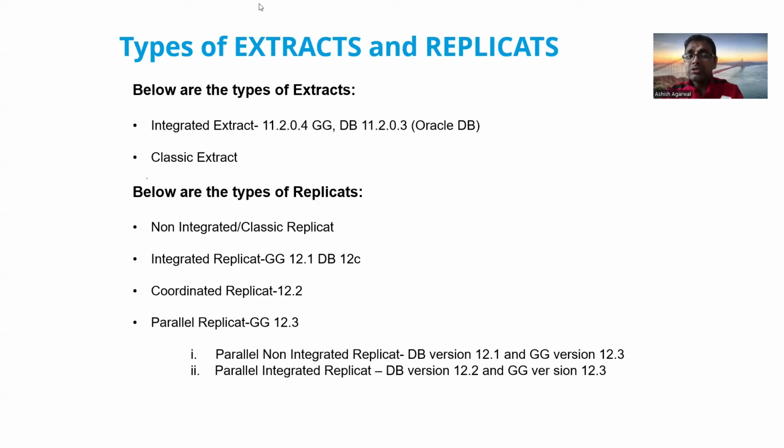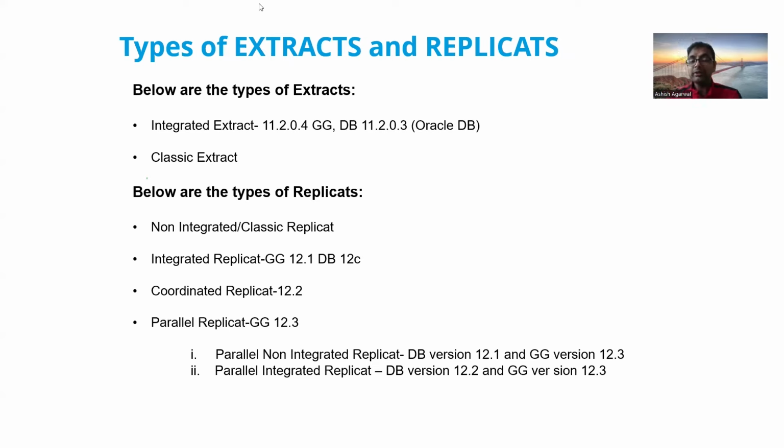Okay, so there are two types of extract, integrated and classic. The performance of integrated extract is much faster, and the support of integrated extract is much better than classic extract. Then there are different types of replicats as well, like non-integrated or classic replicat, which has been there since the beginning. Then GoldenGate introduced integrated replicat from GoldenGate version 12.1 and database 12.2.